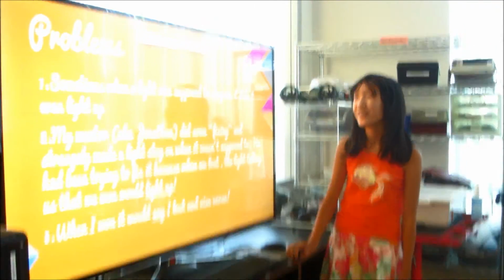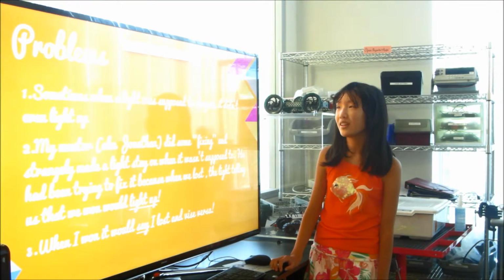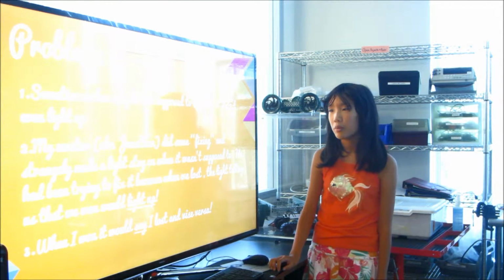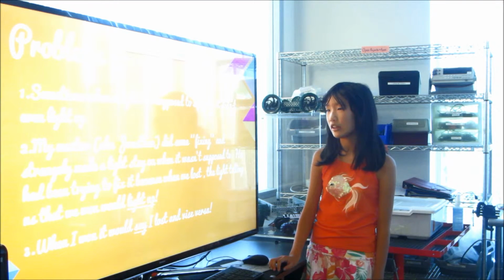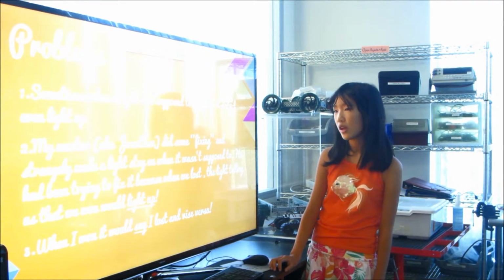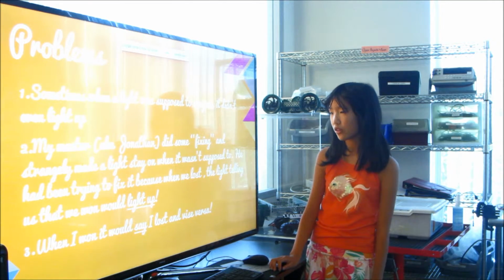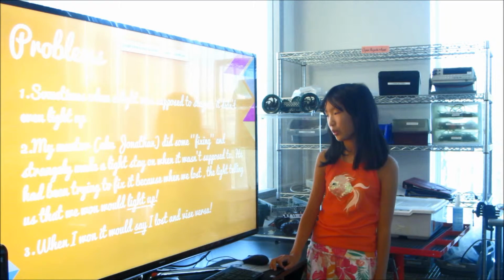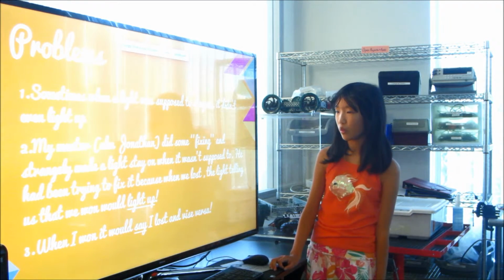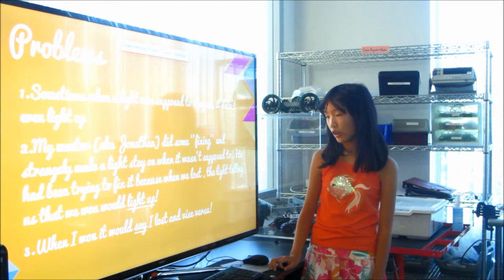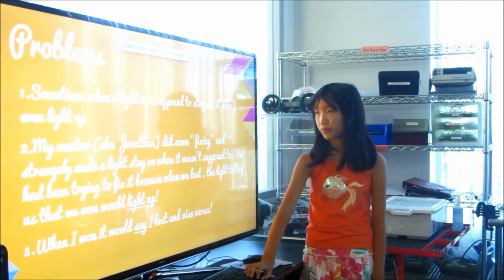Problems I encountered. 1. Sometimes when a light was supposed to stay on, it didn't even light up. 2. My mentor, aka Jonathan, did some fixing and strangely made a light stay on when it wasn't supposed to. He had been trying to fix something else, and it was because when we lost, the light telling us that we won would light up. When I won, it would say I lost, and vice versa.